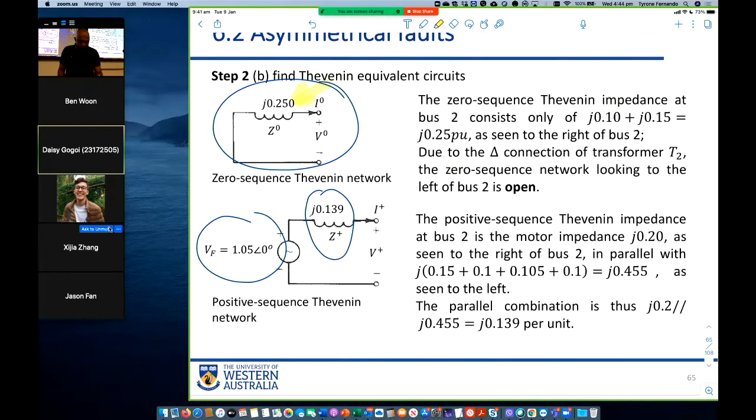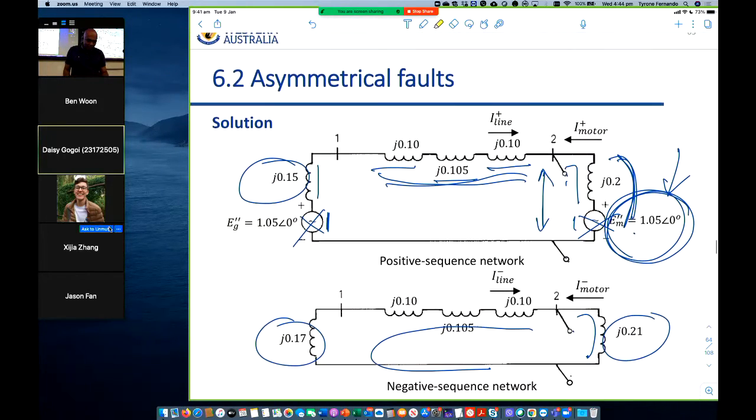Positive sequence voltage, again we find the Thevenin impedance, right? No problem at the terminal. Then we determine this value, this source here has to do with the source that is connected to that terminal and its internal voltage. So 1.05 angle 0 is the internal voltage of the source connected to the terminal where the fault is going to occur.